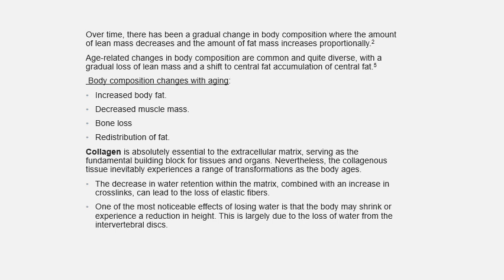Now coming to collagen. Collagenous tissue is absolutely essential to the extracellular matrix, serving as the fundamental building block for tissues and organs. Nevertheless, the collagenous tissue inevitably experiences a range of transformations as the body ages. So the age-related changes with the collagenous tissues are a decrease in water retention within the matrix, which combined with an increase in crosslinks can lead to the loss of elastic fibers. One of the most noticeable effects of losing water in the body is that the body may shrink or experience a reduction in height. Hence, the loss of height is observed in geriatric individuals.